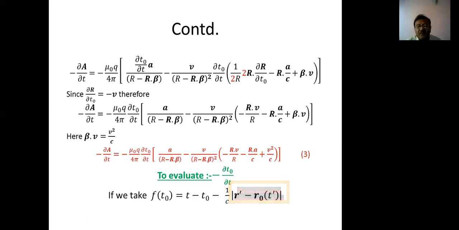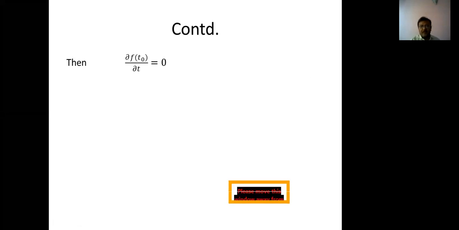f of t naught equals t minus t naught minus 1 by c times the magnitude of r prime minus r naught t naught. So if you plug that in, in the very first step, what do you get? When you operate with dou by dou t, you will get dou by dou t of t, that is 1, minus you are going to evaluate dou t naught by dou t.